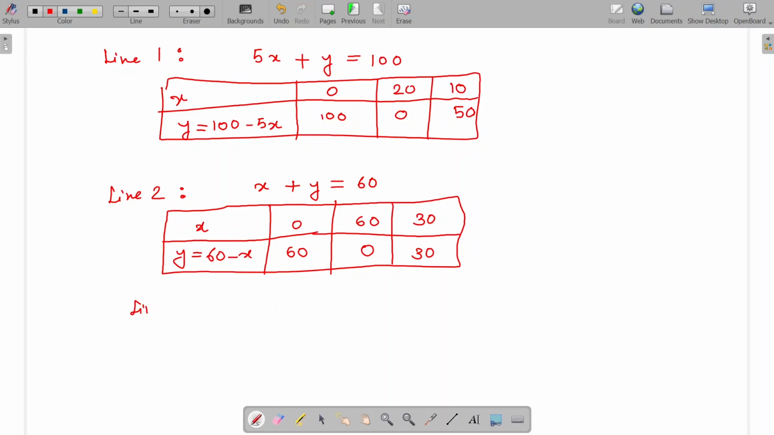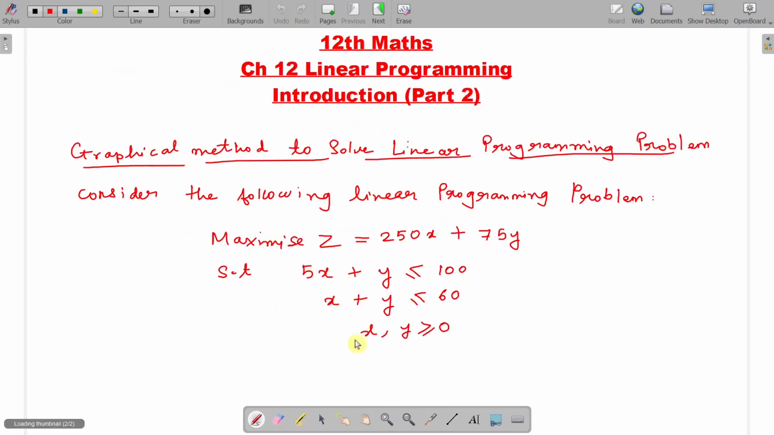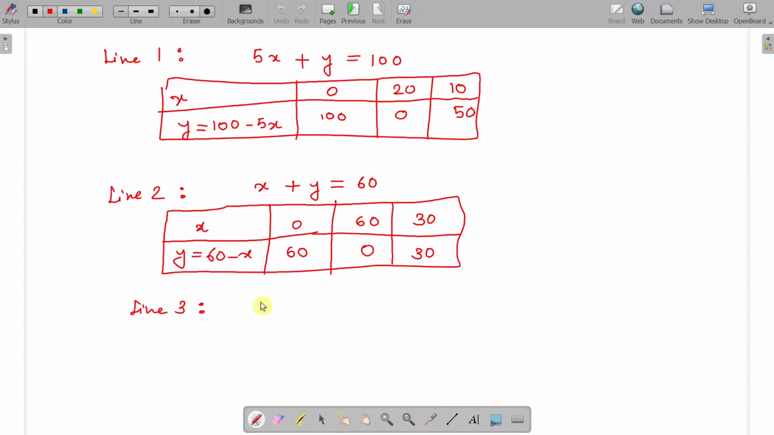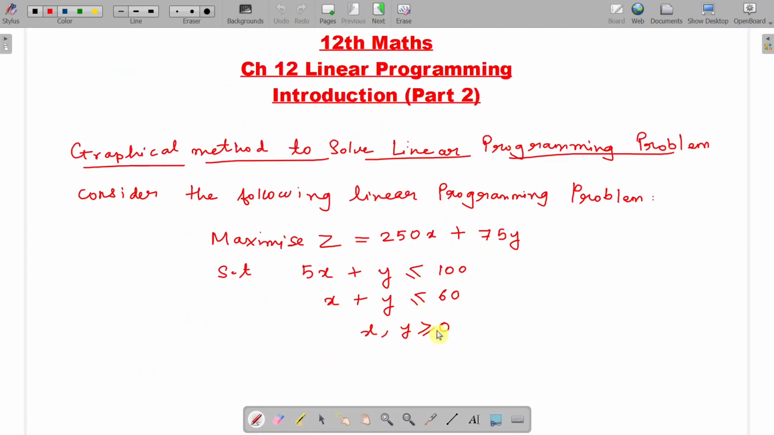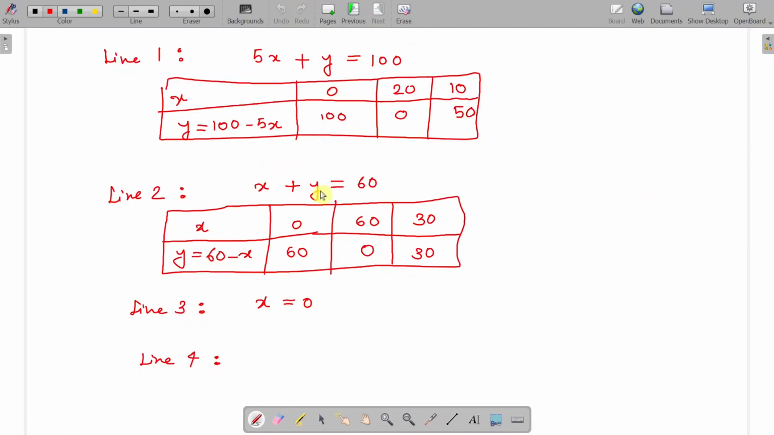Now line 3. We have to consider the third inequality, x greater than or equal to 0, and corresponding to that x equal to 0 is the line, right? And line 4 will be, we consider the fourth inequality, y greater than or equal to 0, and the corresponding line will be y equal to 0.